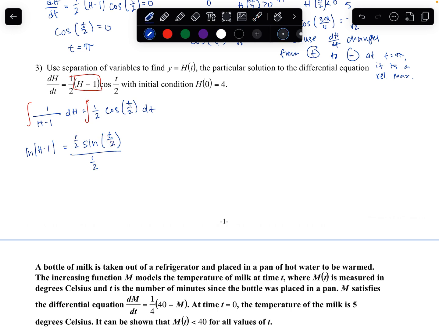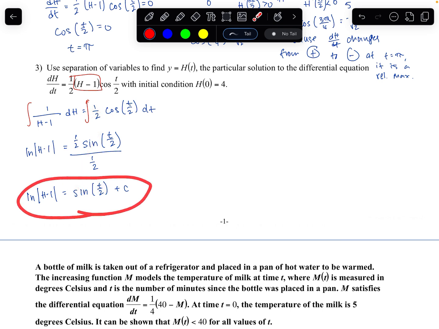So I'm going to have the natural log of h minus 1 equal to sine of t over 2, and don't forget that plus c. Also, don't forget that you can always take the derivative to get back what you have up here. The derivative of sine is cosine times 1/2, which is that right there. So I think this is good.